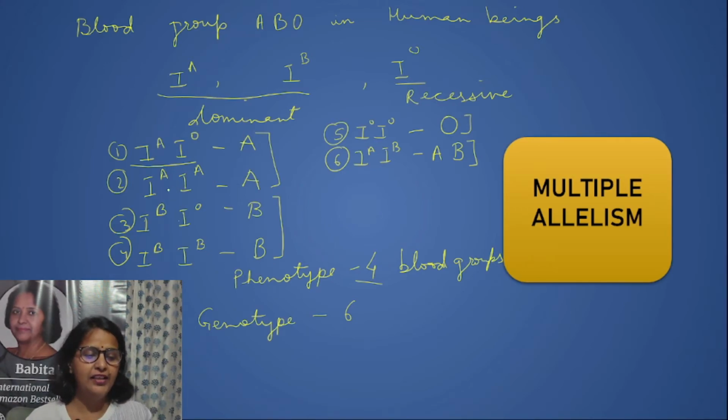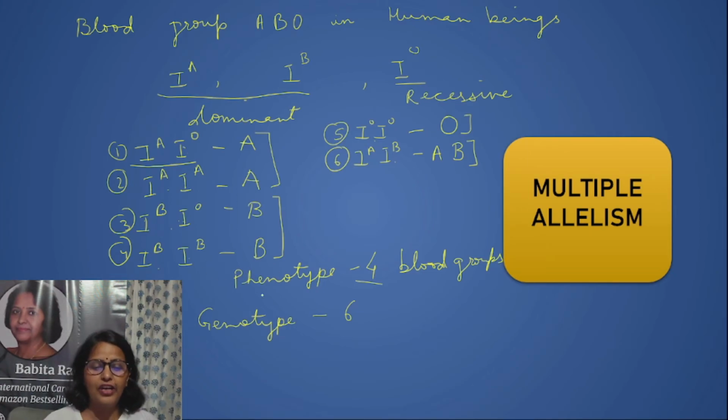This is homozygous, this is also homozygous, 3 homozygous conditions are there and 3 heterozygous conditions are there. IA, IO is heterozygous, IB, IO is again heterozygous, IA and IB is also heterozygous, and the 3 homozygous are IA IA, IB IB and IO IO. But there are only 4 blood groups. So, phenotype is 4 and genotype is 6. This ABO blood group in human beings is an example of multiple allelism.